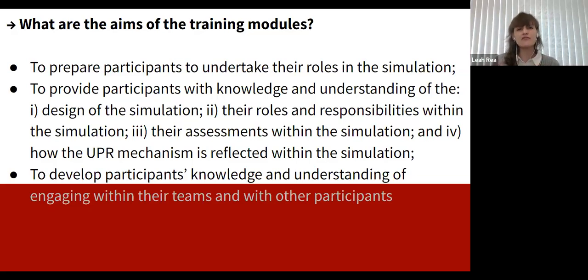And then lastly, aiming really to develop participants' knowledge and understanding of engaging firstly within their own teams. So understanding how they should be conducting their manner and their performance in such a way that their team reflects their real life organisation or their real life state delegation. And then also how then in their team they can interact and engage with other participants. And that comes back to that sense of community building, relationship building, and hopefully building networks that our participants can take with them after their time with us.